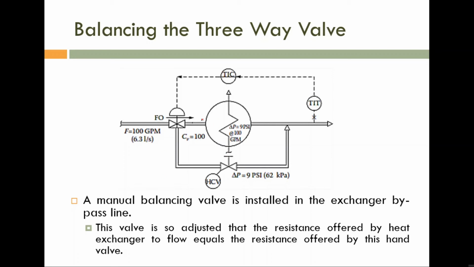I told you this heat exchanger is providing a resistance, so we are introducing the same resistance in this bypass line. After installation, what do we have to do? By adjusting the hand valve, we have to make sure that the flow rate through these two lines is equal. First, maintain 50% open here. Then by adjusting this hand valve, make sure that the flow rate through these two lines is equal. Equal flow rate means the resistance to these two flows is equal when this valve is 50% open. That is what we are doing.